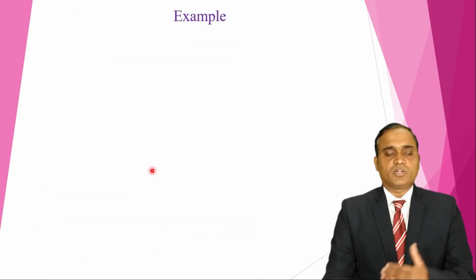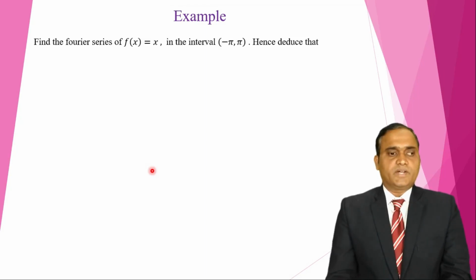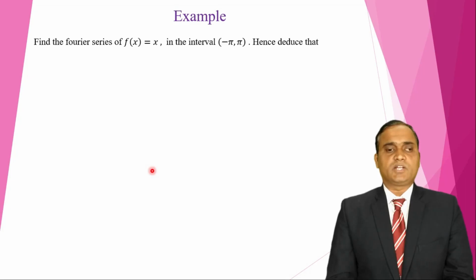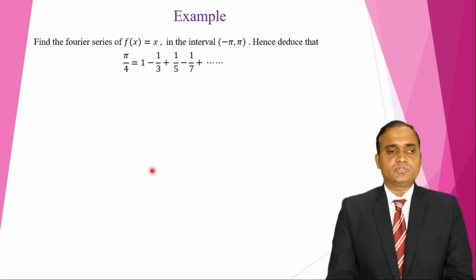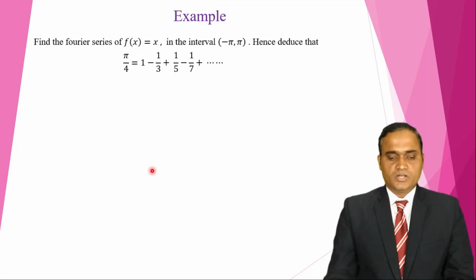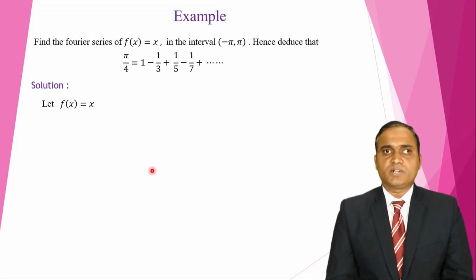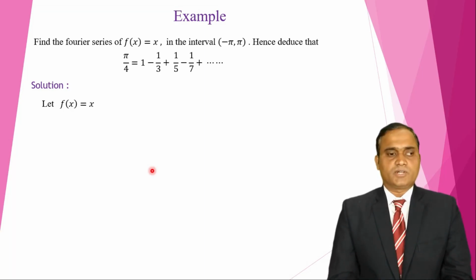Let's take one example on this. Find the Fourier series of f of x equal to x in the interval minus pi to pi. Hence, deduce that pi by 4 is equal to 1 minus 1 upon 3 plus 1 by 5 minus 1 by 7 plus and so on. So, f of x is equal to x, it is given. Our aim is to find the Fourier series for that function in the interval minus pi to pi.